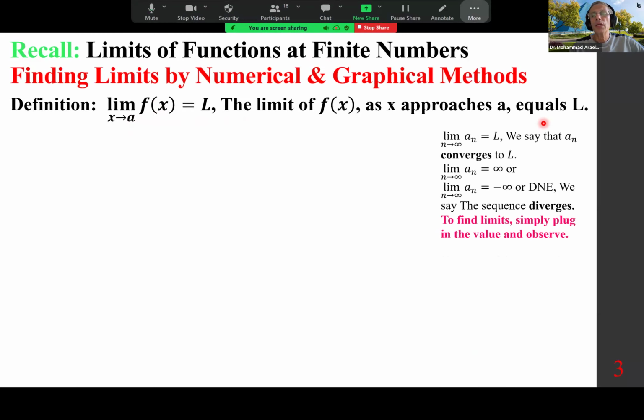Reminding you that when the limit of a sub n as n approaches infinity is L, we say that a sub n converges to L. When the limit of a sub n as n approaches infinity is infinity, negative infinity, or does not exist, we say the sequence diverges. And to find limits, simply we plug in.